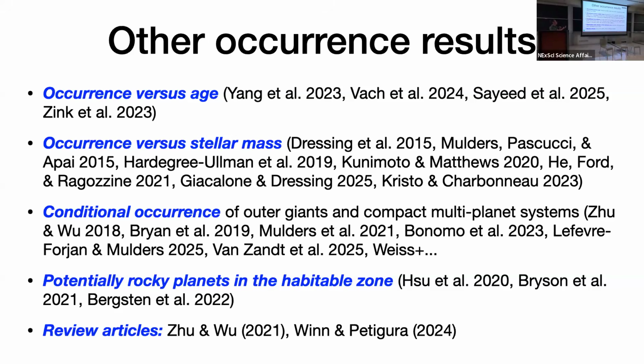There's the perennial question of how common are potentially rocky planets in the habitable zone. Kepler's original question still doesn't have a very satisfactory answer. And I'll point you towards a couple of review articles as well. So with that, I will end, and I welcome your questions.